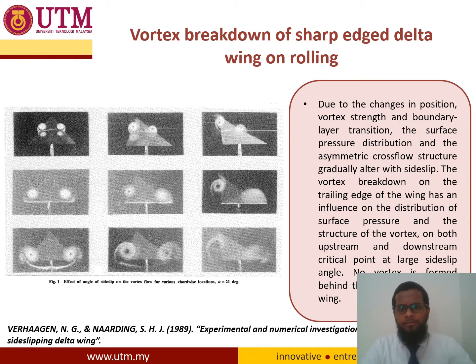They have come to a conclusion that asymmetric cross-flow structure gradually alters with side slip due to the change in vortex strength and boundary layer transition, and the vortex breakdown influence the distribution of the surface and the structure of the vortex upstream and the downstream. No vortex is formed behind the trailing edge of the delta.